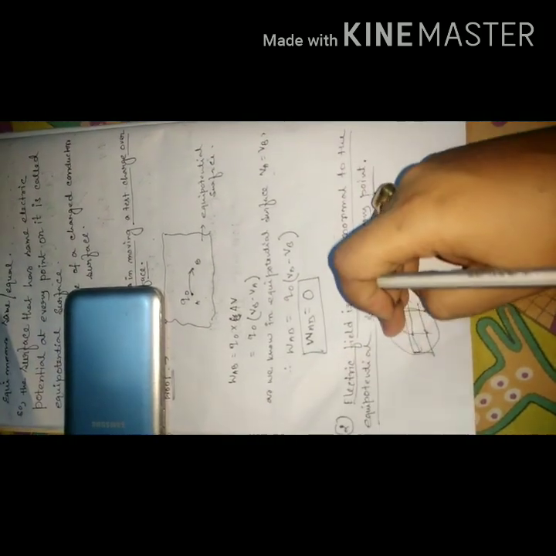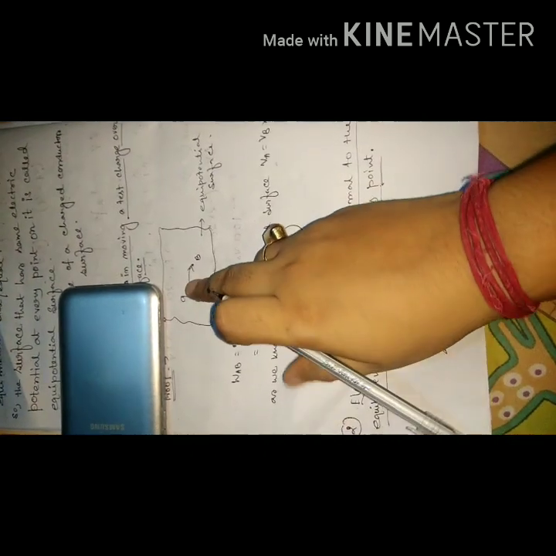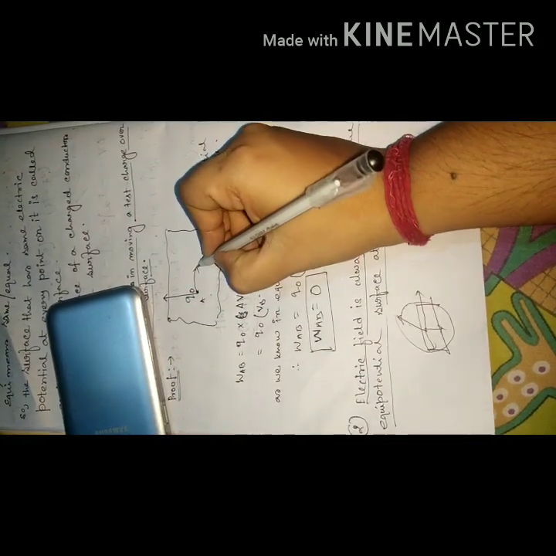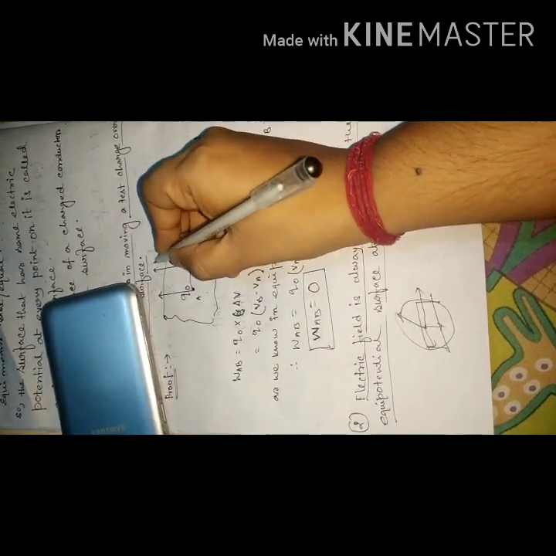So if the electric field is not perpendicular to the surface, then there would be some work done, but that is not possible from the first property. So it is possible only when the electric field is normal to the equipotential surface at every point. That means at point A the electric field is perpendicular, and at point B also the electric field is perpendicular.